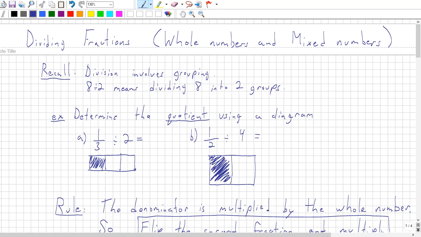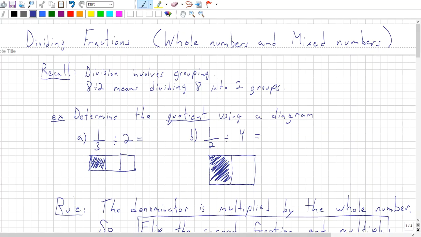This section is dividing fractions. We're going to look at dividing whole numbers and mixed numbers. So first, recall, division involves grouping. If I say 8 divided by 2, it means dividing 8 into 2 groups and seeing how many there are in each group, which would be 4. So we're going to determine the quotient, which is the answer to a division question.